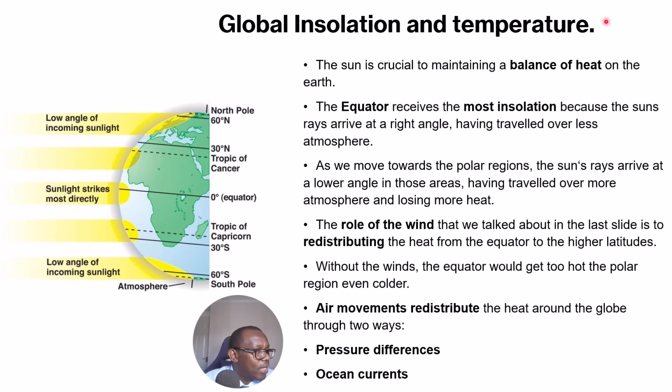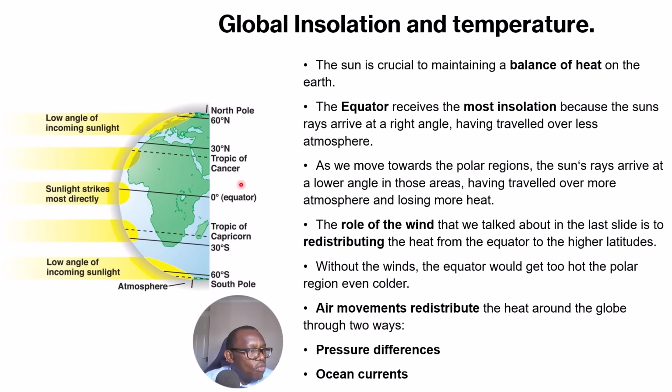Now, if you look at the diagram here, we can see that the sun is striking the equator most directly, at a 90-degree angle. Because of that, the equatorial regions are the ones that get the most intense sunlight and therefore warm up the most.